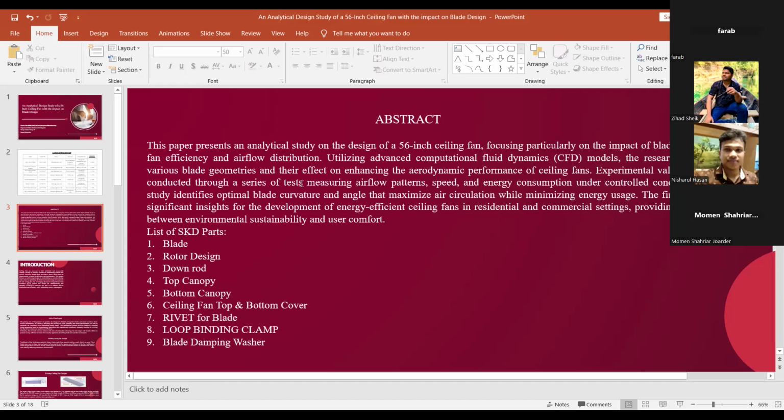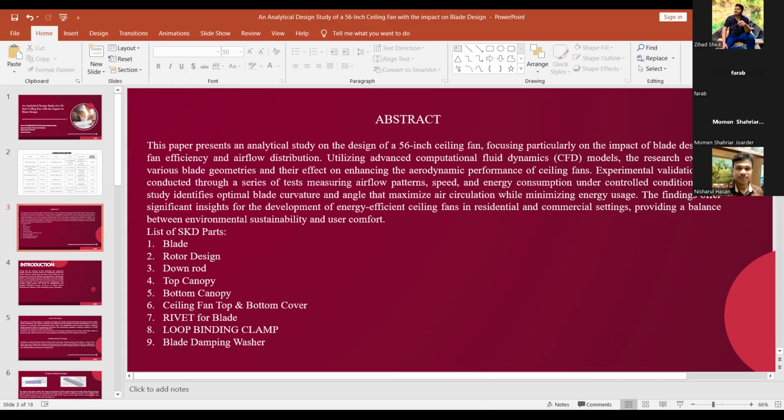The study identifies optimal blade curvature and angles that maximize air circulation while minimizing energy use, because we have to keep energy consumption lowest, so our design mainly focused on aerodynamic design. The findings offer significant insight for the development of energy efficient ceiling fans in residential and commercial settings, providing a balance between environmental sustainability and user comfort.